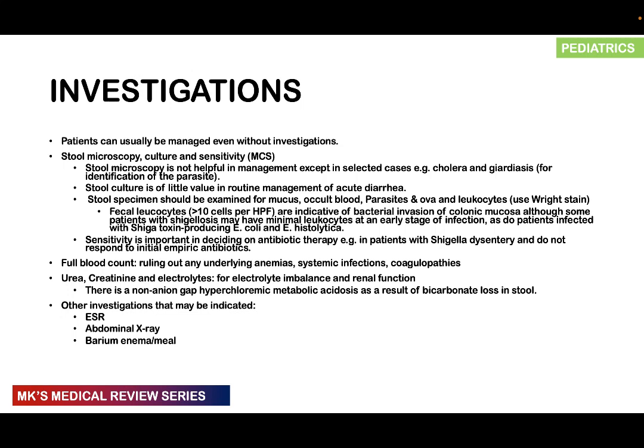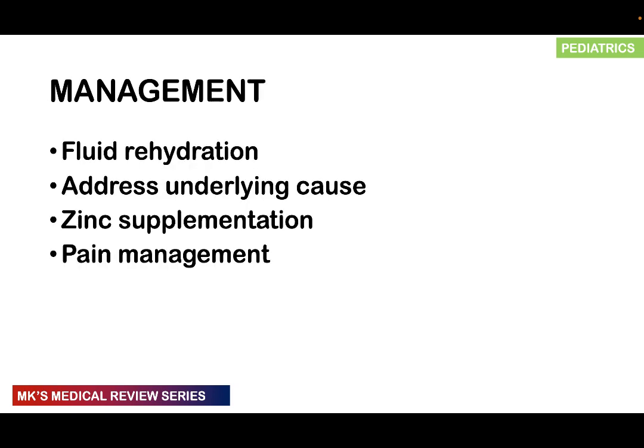Then a full blood count should be done to rule out any underlying anemias, systemic infections, or even coagulopathies, urea, creatinine, and electrolytes for electrolyte imbalance, as well as renal function. Remember, these patients may have an anion gap hyperchloremic metabolic acidosis as a result of them losing the bicarbonate in the stool. Other investigations include ESR, abdominal x-rays, and you may also consider barium enema or barium meal in some cases. The management is pretty much fluid rehydration, which is the mainstay treatment. You want to address the underlying cause, zinc supplementation, as well as pain management if they are in pain.